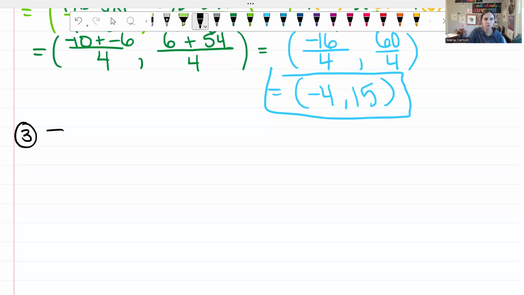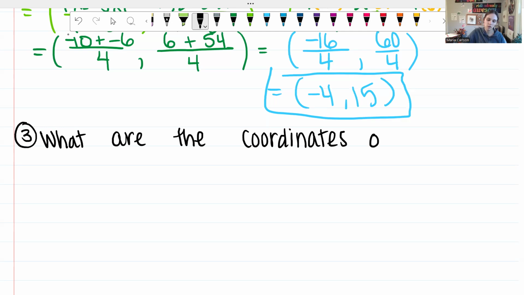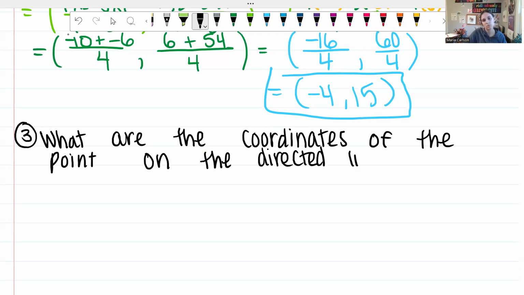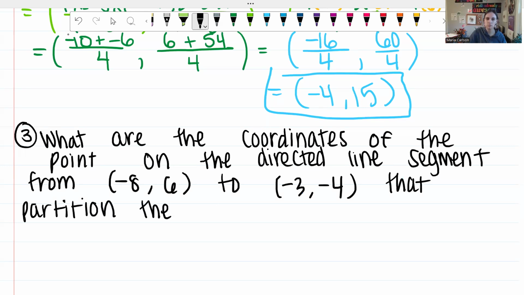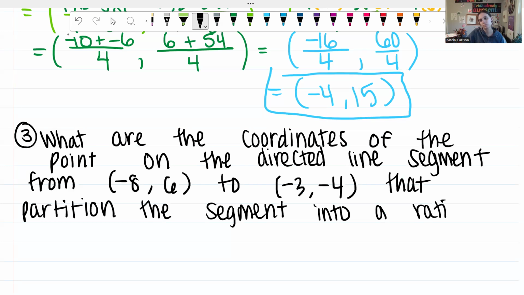Number 3. Oops. What are the coordinates of the point on the directed line segment from negative 8, 6 to negative 3, negative 4 that partitions the segment into a ratio of 2 to 3.